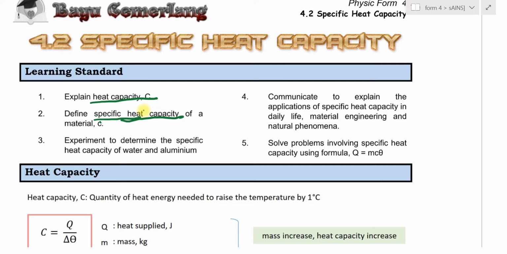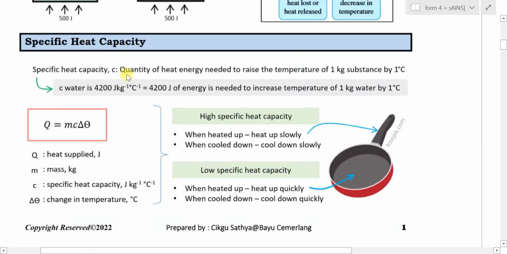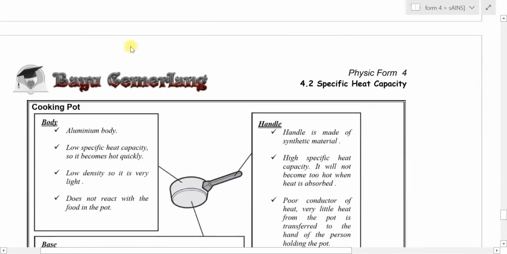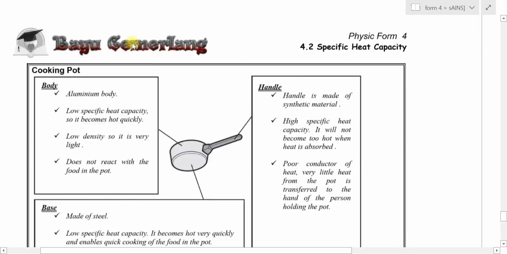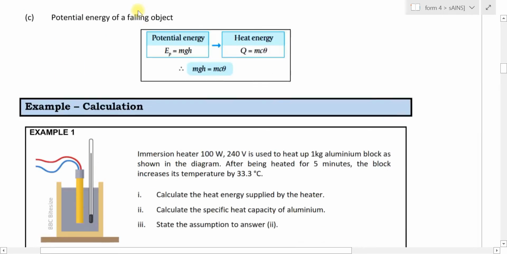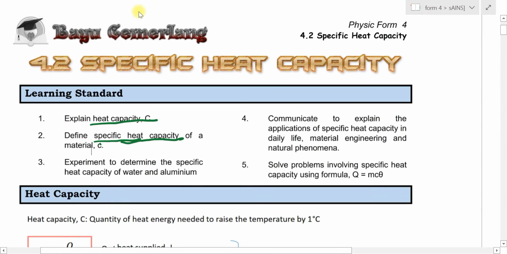Experiment to determine the specific heat capacity of water and aluminium. This one I think I forgot to include in the notes, I think. Okay, wait, let me check. I think I forgot just now. Yeah, I forgot to insert the experiment just now. Okay, never mind. Later I include it together.